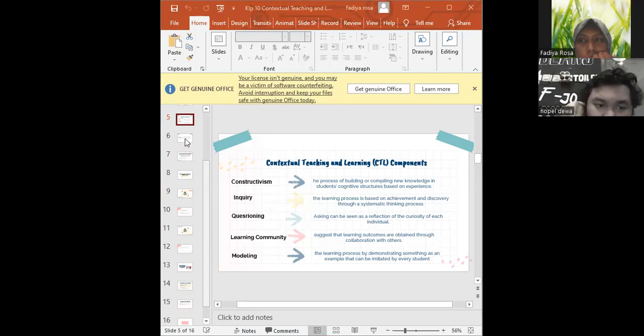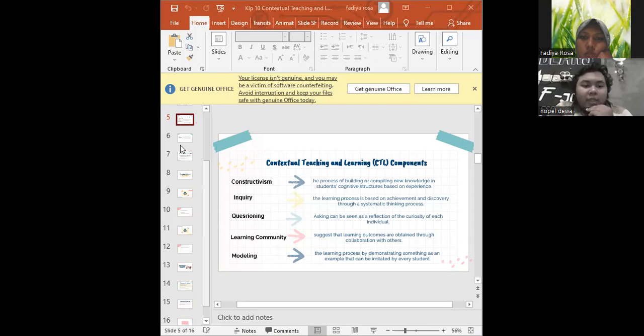And the fourth is learning community. The learning outcomes are obtained through collaboration with others. This learning is carried out in groups whose members are heterogeneous. Students who already know teach those who don't know. In practice, small groups are formed, experts are brought to class, students collaborate with parallel classes, work in groups with seniors, and collaborate with the community.